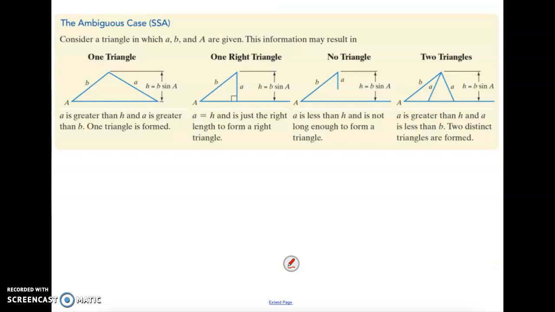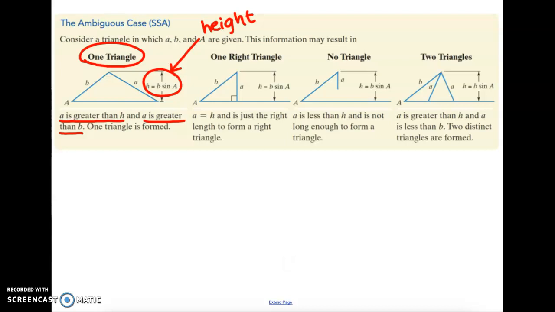So when you have one triangle, your a value is going to be greater than your height. So this is your height sitting right here. It's the height of the triangle. How you find that height is by using the equation h equals b, side b, times the sine of A. So you need to check your height to see that a is greater than h. It also has to be true that a is greater than b. So then one triangle is formed.